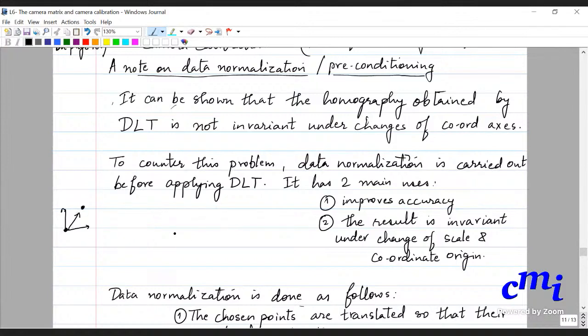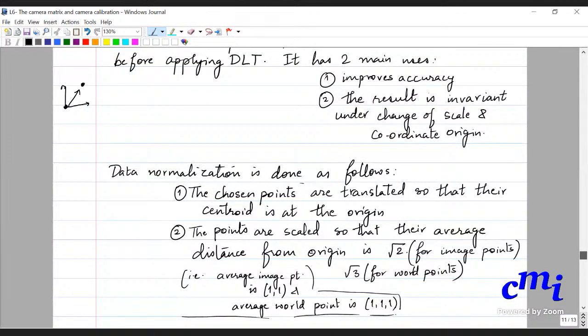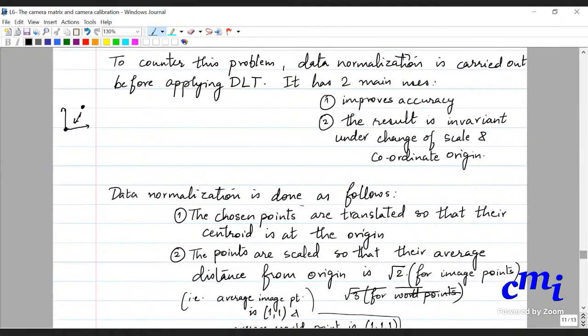This is called data normalization, and it has two main uses. It improves accuracy, and the result that you get is invariant under change of scale and coordinate origin, because we will apply this, do the computation, and come back. The data normalization is done as follows. The chosen points are translated so that their centroid is at the origin. We do the transformation this way. The points are scaled so that their average distance from the origin is square root 2. So, scaling and translation of origin.